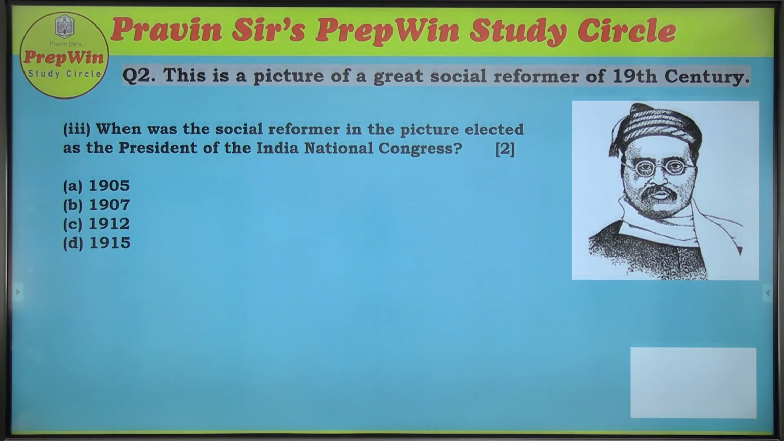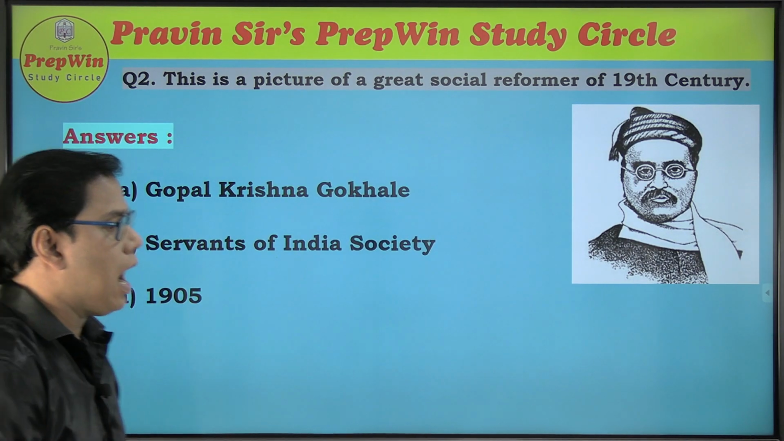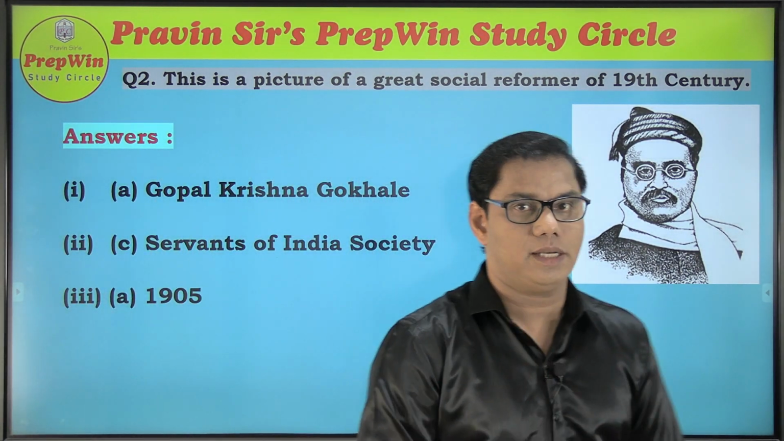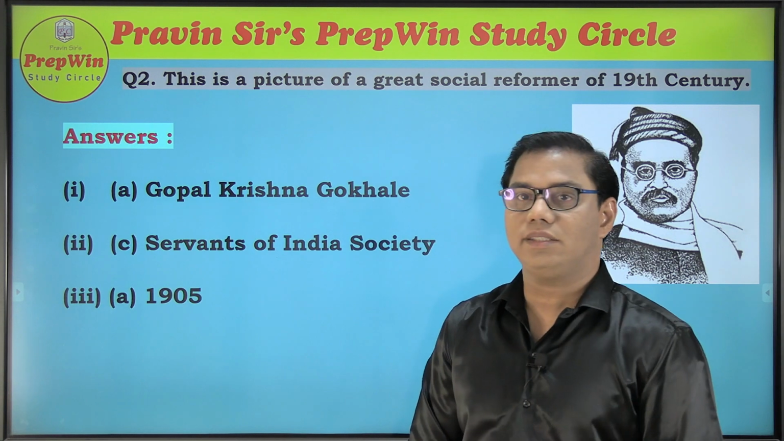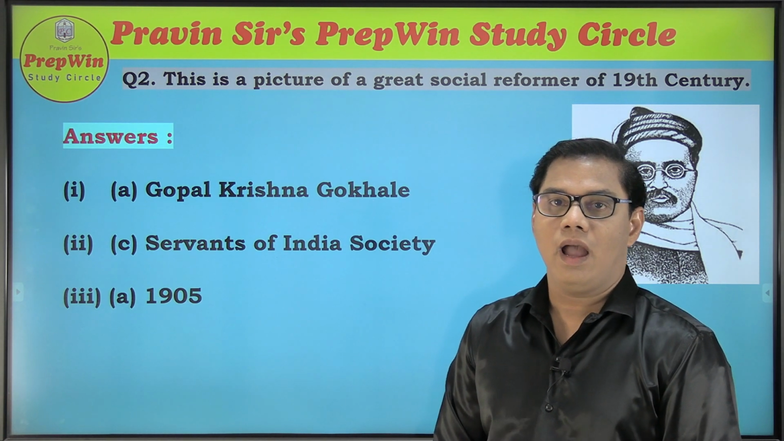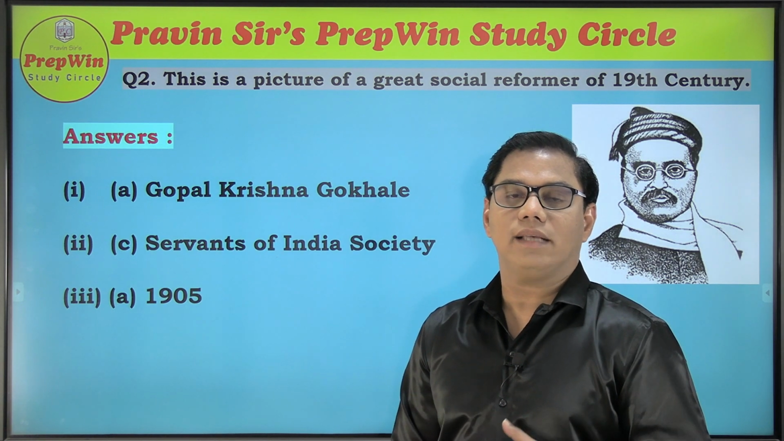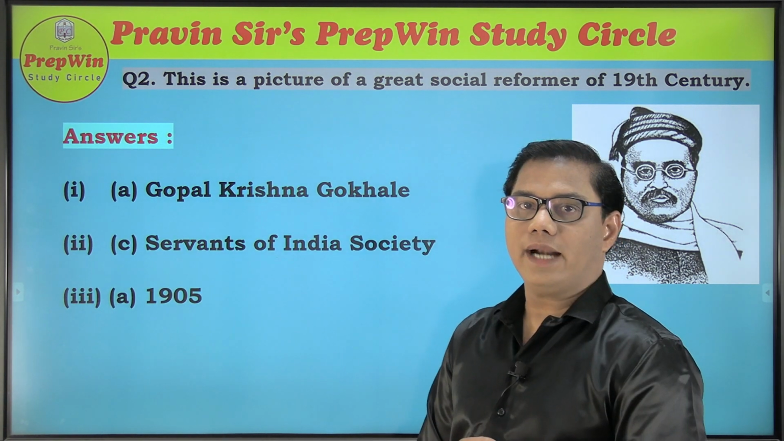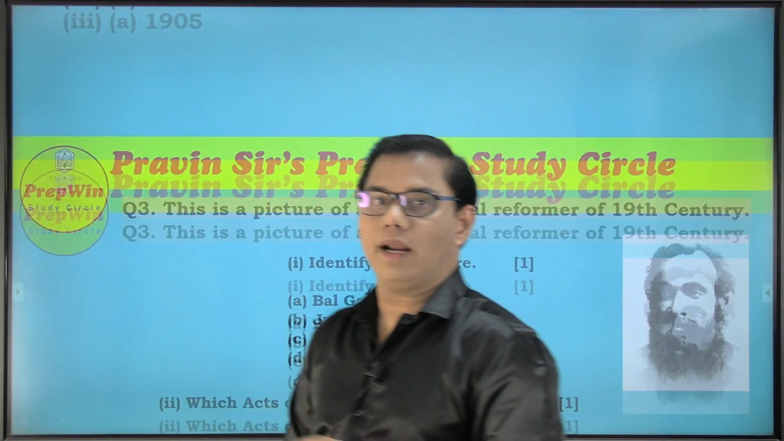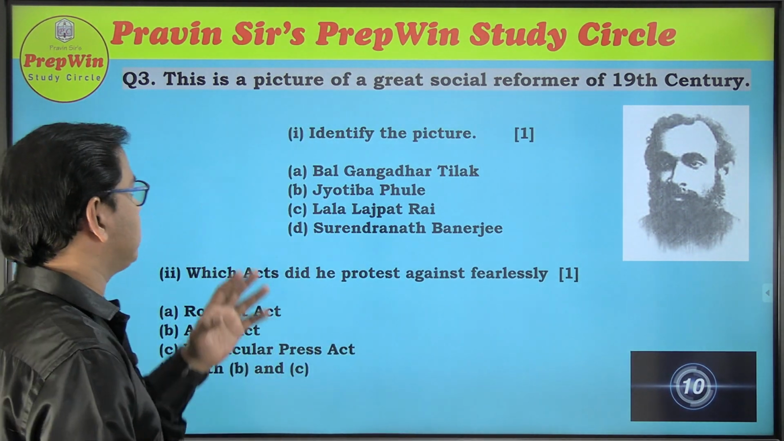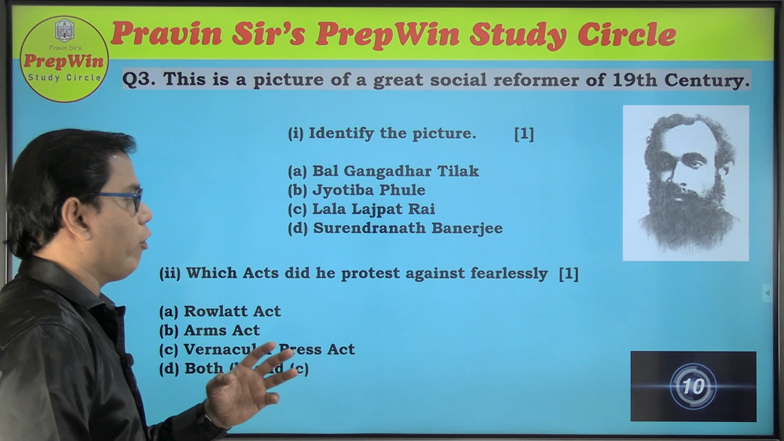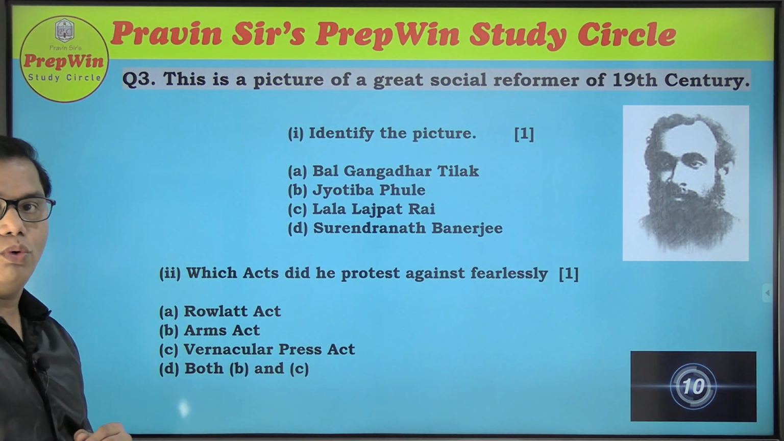Now it's time to see the answer. So these are our 3 answers. First option is A, second option is C, and third option is A. I hope you are getting it right. If not, then this class is a good revision for you all. Let's move on to the next picture, and next picture is this, and this is the question number 1 for 1 mark and question number 2 for 1 mark.